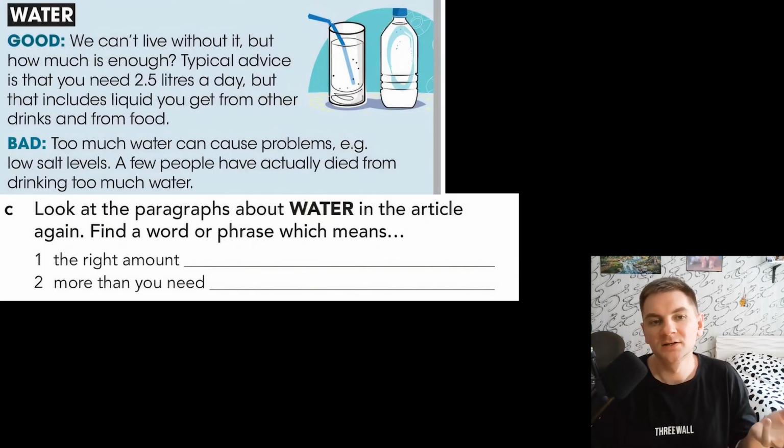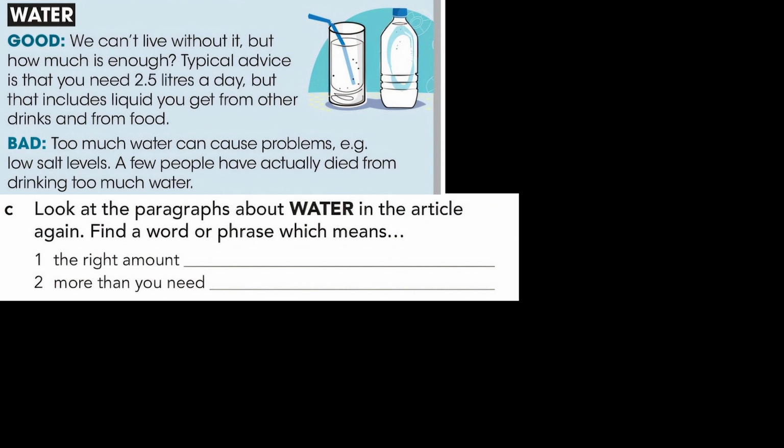Part C. Look at the paragraphs about water in the article again. Find a word or phrase which means the right amount and more than you need. Try to find these words. If you cannot, it's okay. Just look at the answer after that.